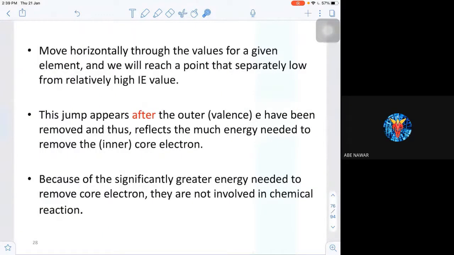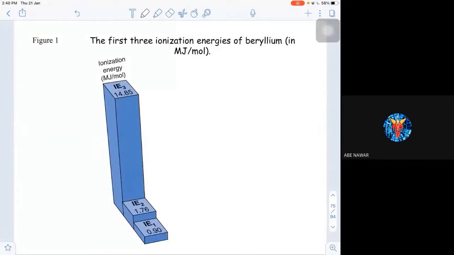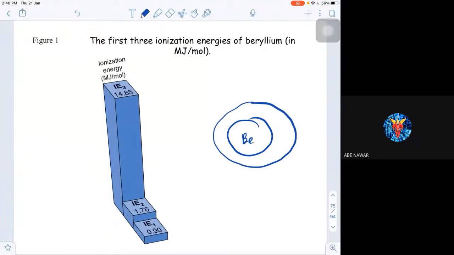This jump appears after the outer electrons, after all the valence electrons have been removed. It means that the next electron is removed from the inner or core electrons. If we come back to beryllium, we know that beryllium has 4 electrons. So Be has the first shell and the second shell. This is the first electron, the second electron, the third one, and the fourth one: A, B, C, and D. So the first electron removed is A.